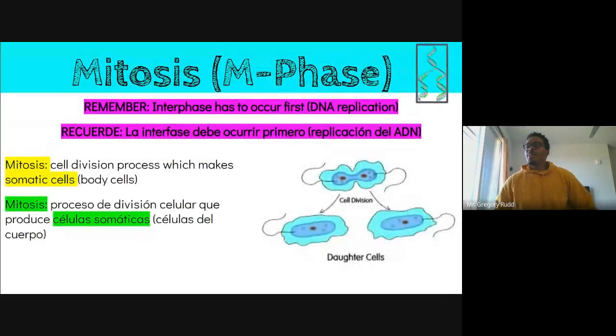Mitosis. Mitosis is the cell division process used specifically for somatic cells. So sperm and eggs are gametes. Mitosis is not used to produce gametes. Mitosis is only used to produce other somatic cells, or it can also be used for unicellular organisms to reproduce. So this would be considered asexual reproduction.